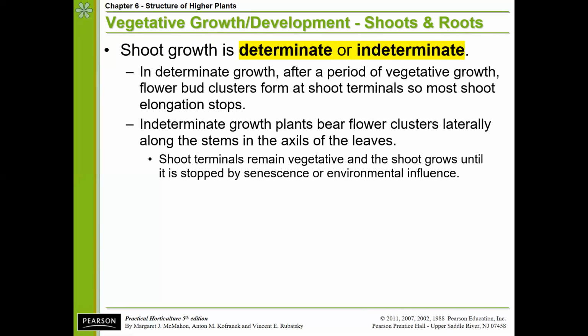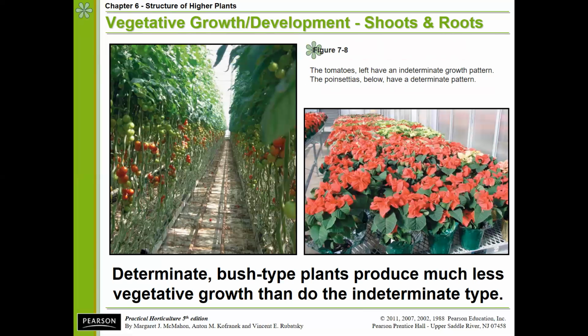Shoot growth, of course, as you all know, can be determinate or indeterminate. Determinate being more kind of bushy growth, and it often matures crops all around the same time. Indeterminate tends to grow throughout the growing season and is often more vine-like growth. So indeterminate tomatoes there on the left, and then a determinate bush type of poinsettia there on the right.